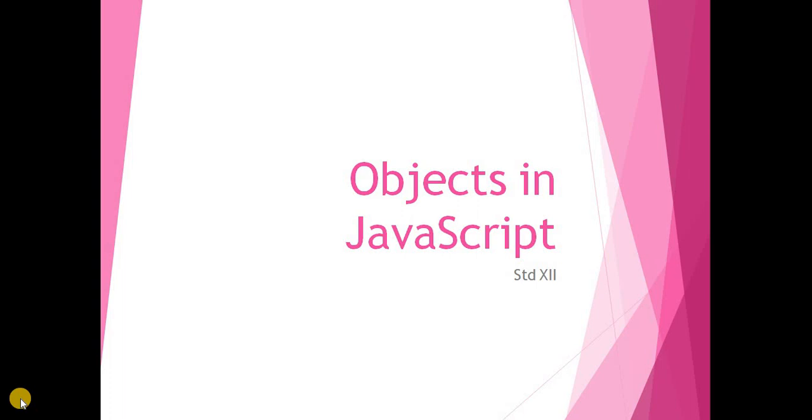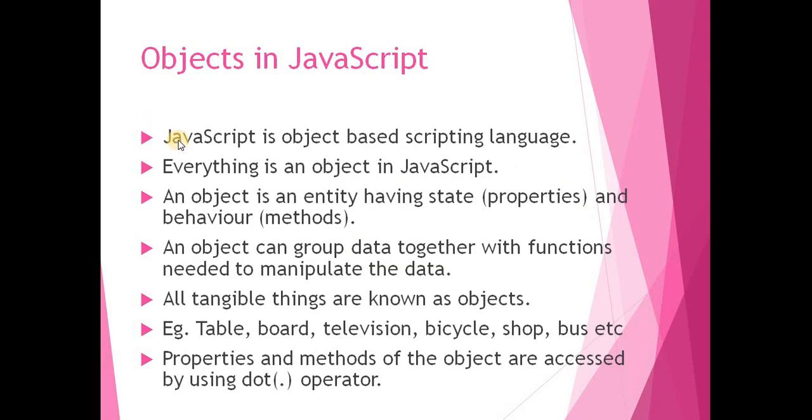For today, we have to study objects in JavaScript. Okay, so we know that JavaScript is an object-based scripting language. Everything is an object in JavaScript. So these two statements can be asked for your true and false. Everything that you see, everything that you are working with, the variables are nothing but objects in JavaScript.